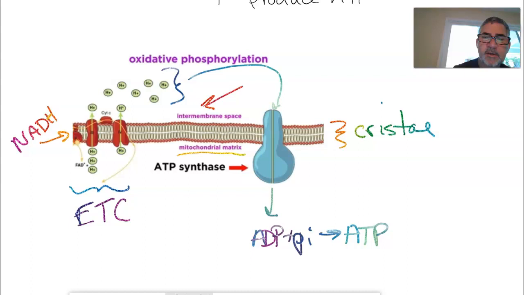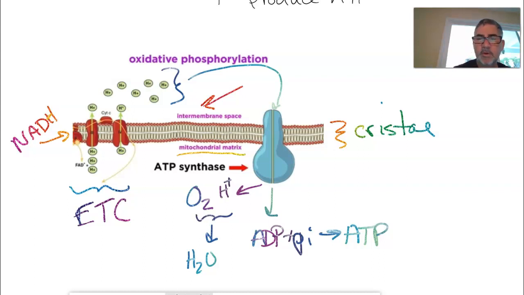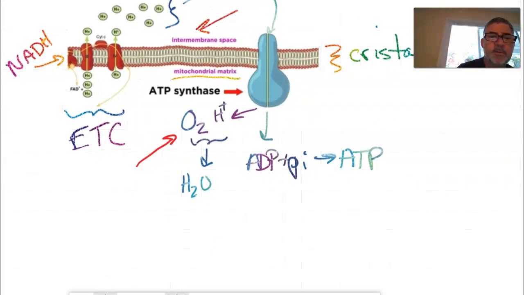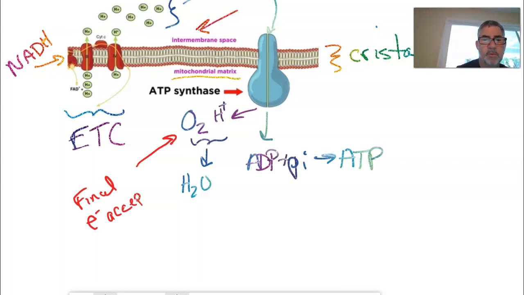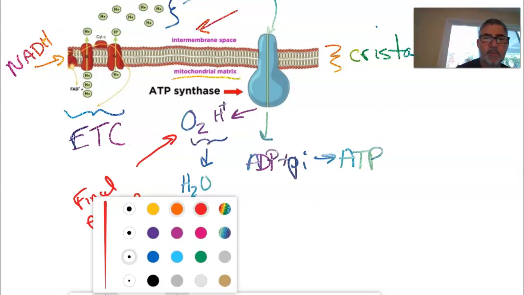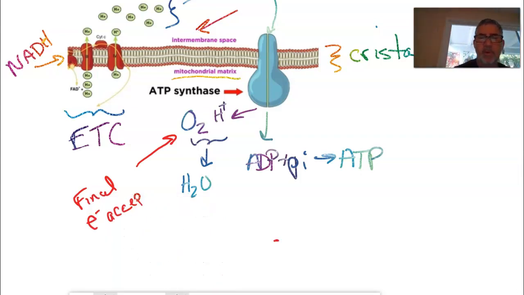Remember, this is oxidative phosphorylation. So O2 is going to come in, and this is going to take my spent H plus, and I'm going to make water. I'm going to make water out of O2. Remember here, that's going to be my final electron acceptor. Okay?